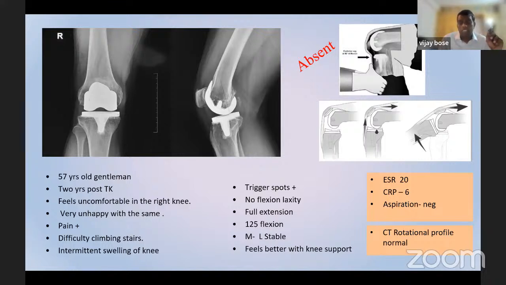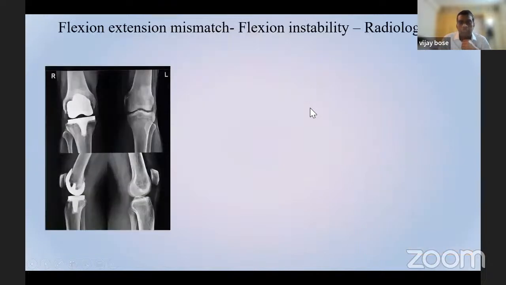He extends fully, unlike the other two cases presented. Now note that the flexion isn't great. It's about 125. Mediolaterally it is stable. He feels better. So all his classical signs of a flexion instability are there. His ESR and CRP are normal, and the CT rotation profile is normal. So you'd think that it's classically flexion instability. However, on clinical examination, you find that the anterior drawer is negative, and the classical Kelly-Win sign, as we now call it, is absent, indicating that maybe it's not a flexion instability.